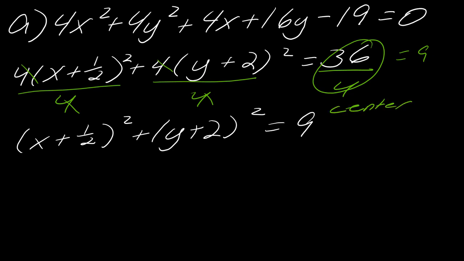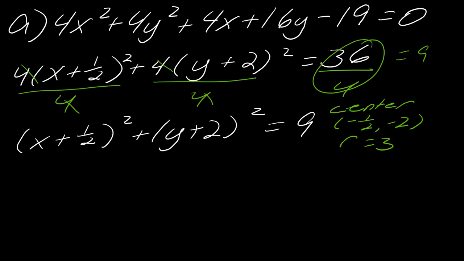Here my center will be negative 1/2, negative 2. Remember, you always take the opposite sign of whatever is in this set of parentheses. And then to get the radius, I take the square root of this number. So the radius is going to be equal to 3.